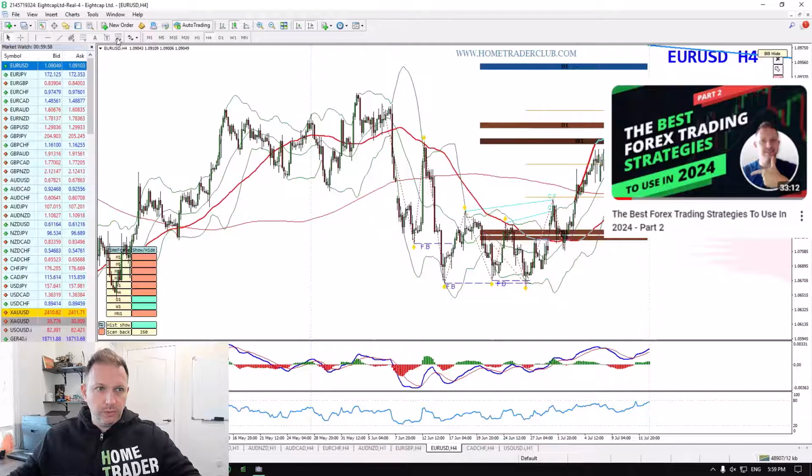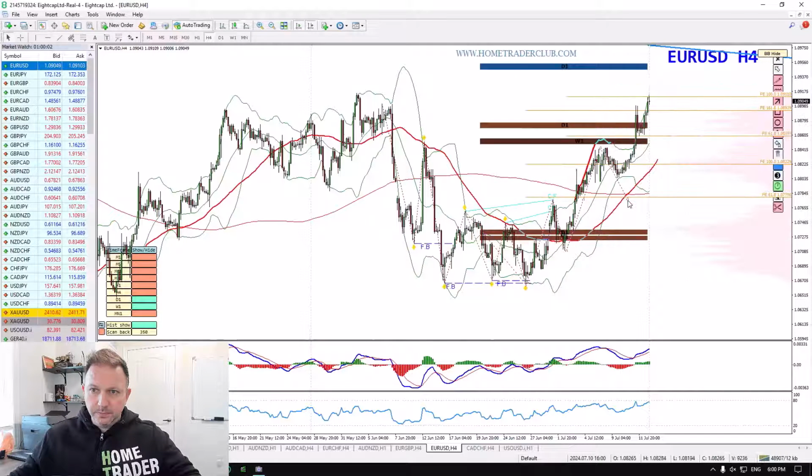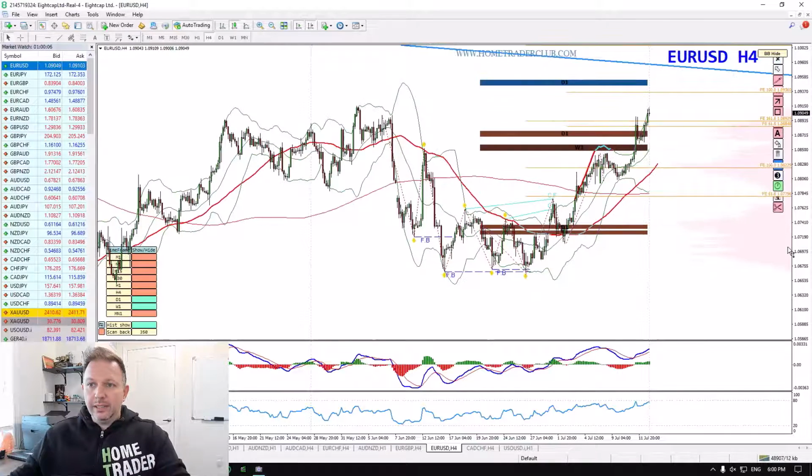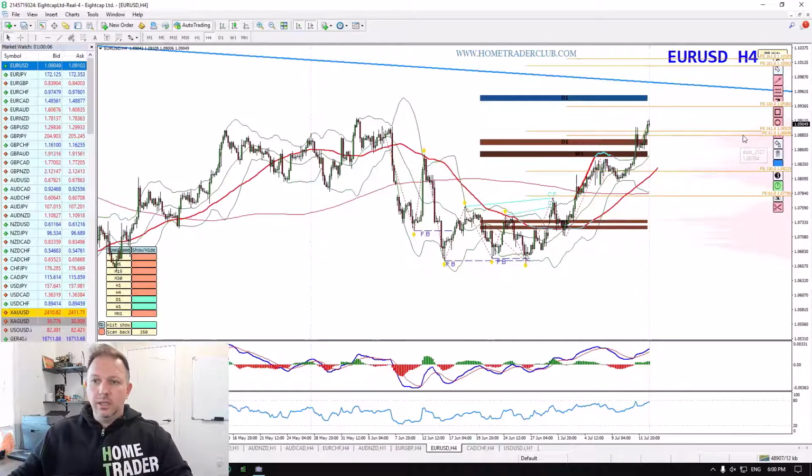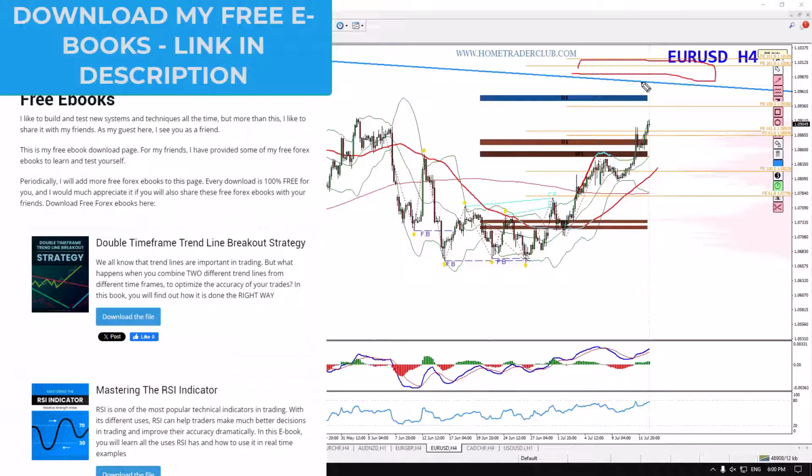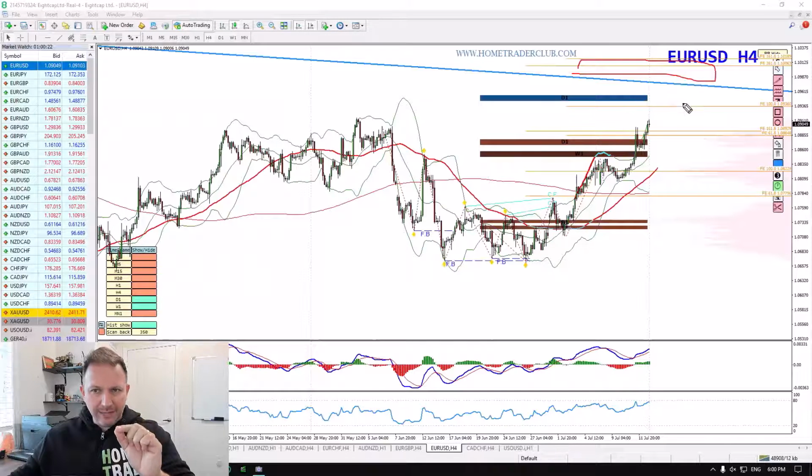Let me just show it to you. I'll just put the levels here for you. We are right now, as you can see, on the 161.8 Fibonacci extension. This is the golden ratio. The next key zone is here, and that's right next to the weekly falling trend line.